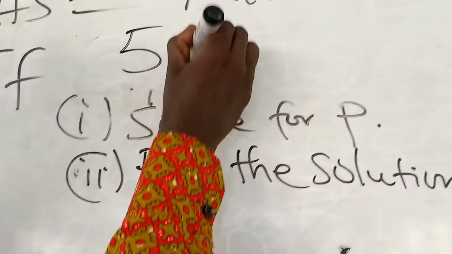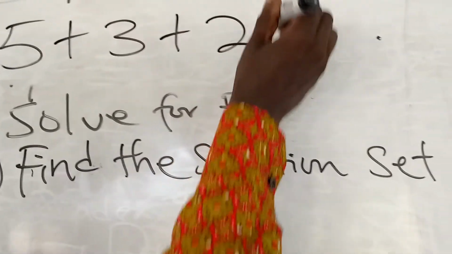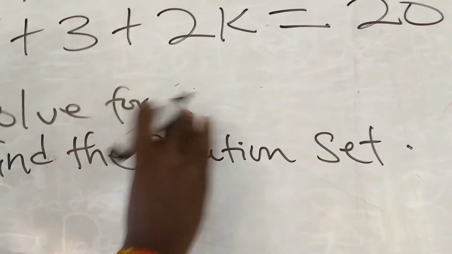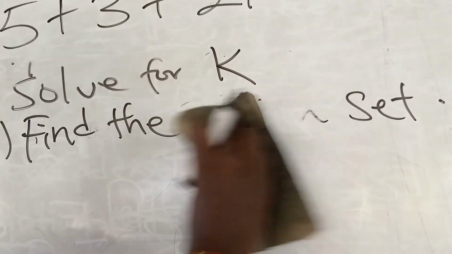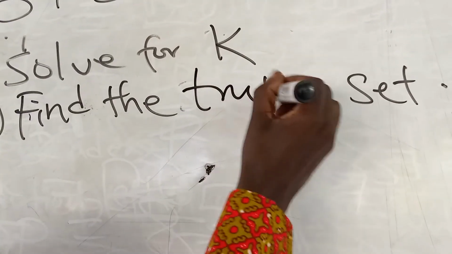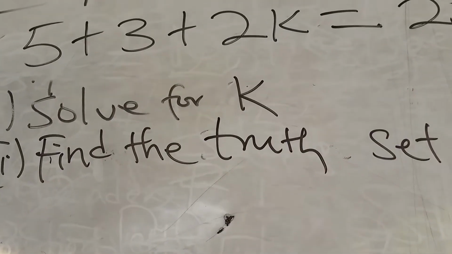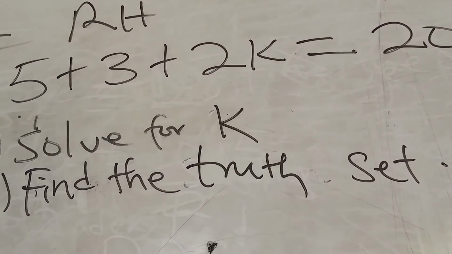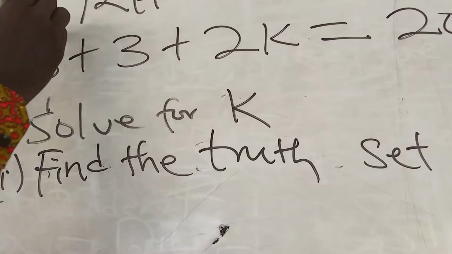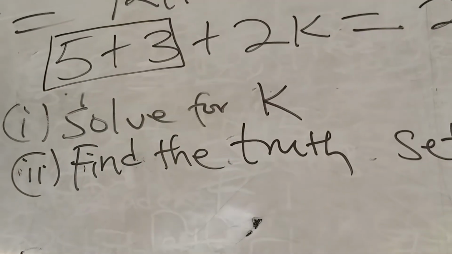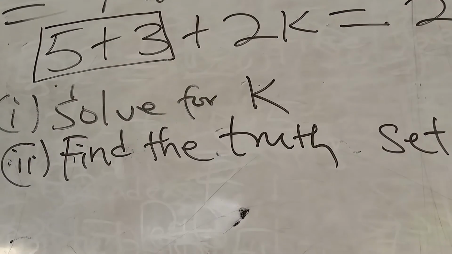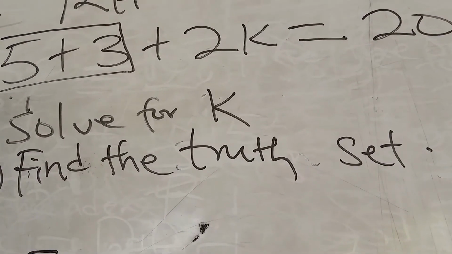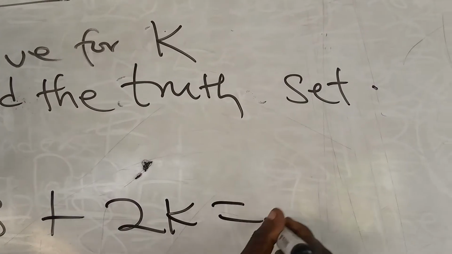If 5 plus 3 plus 2k is equal to 20, solve for k. This time find the truth set. So you see, I've given you 5 plus 3 plus 2k is equal to 20, and you have been asked to solve for k. What you must do is that you first add these like terms. So 5 plus 3 is what? 8, because they are like terms, and like terms can be added or subtracted. 8 plus 2k is equal to 20.